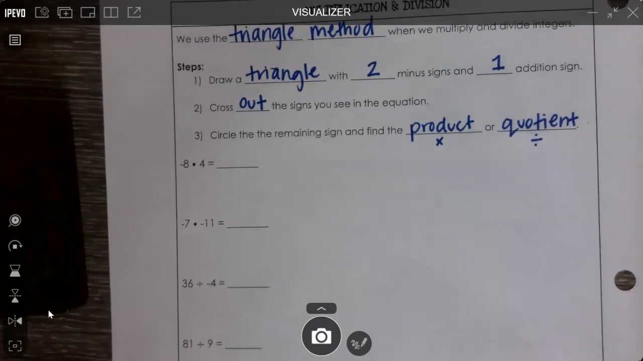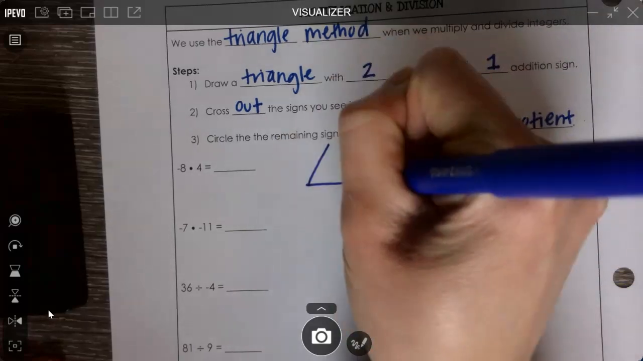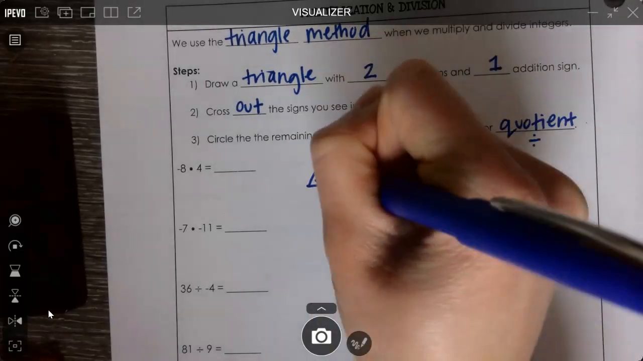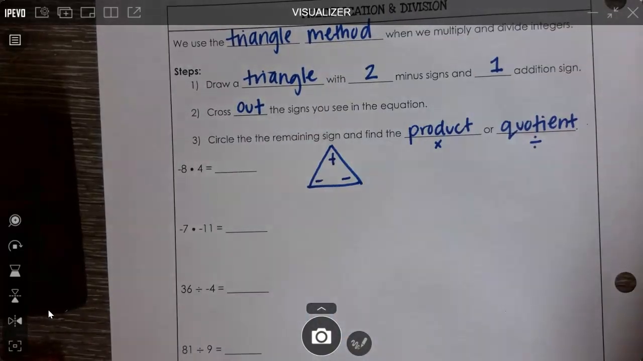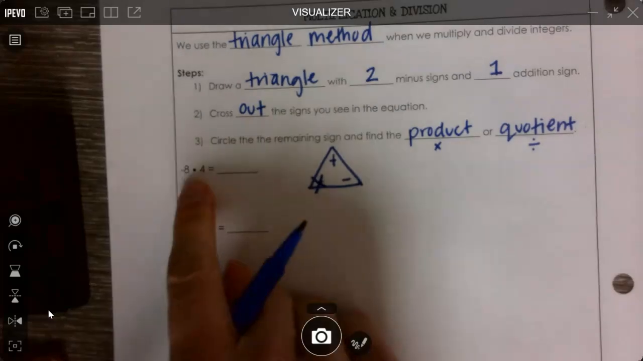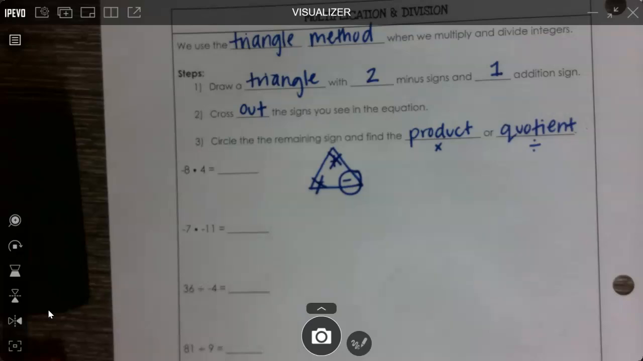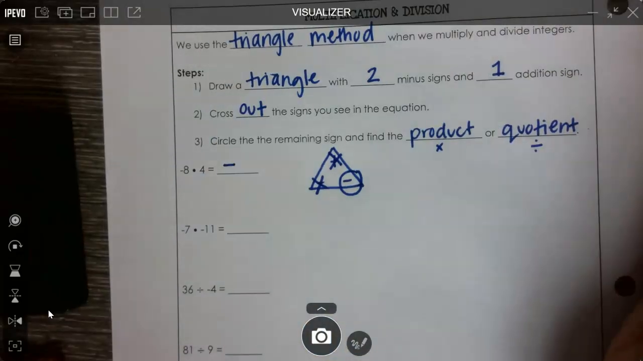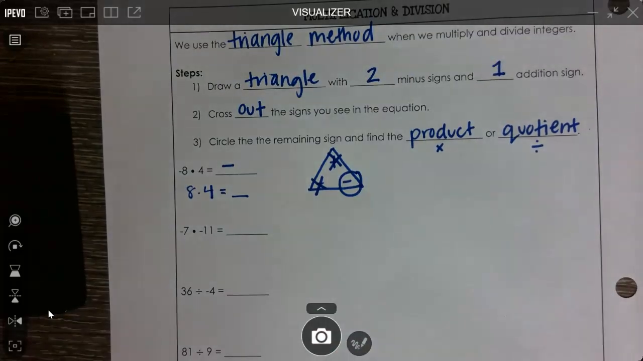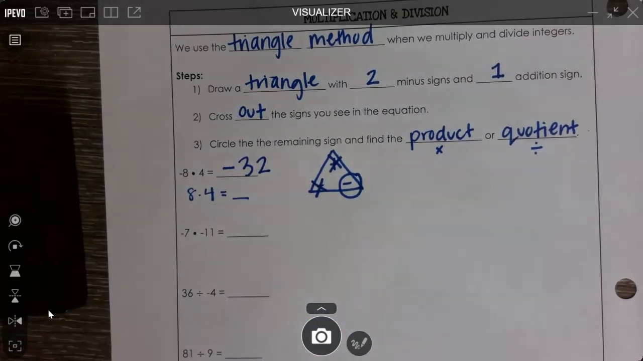So, first one, negative 8 times 4. So, following my steps, it says draw a triangle. Here's my triangle. It says it needs 2 minus signs and 1 addition sign. Minus, minus, plus. Now I need to cross out what I see. I see a negative, cross it out. I see a positive, cross it out. So my answer has to be negative. All right, negative what? Now I just think, well, what's 8 times 4? You need to know your multiplication facts to be successful at this. 8 times 4, 32. So my answer is a negative 32.